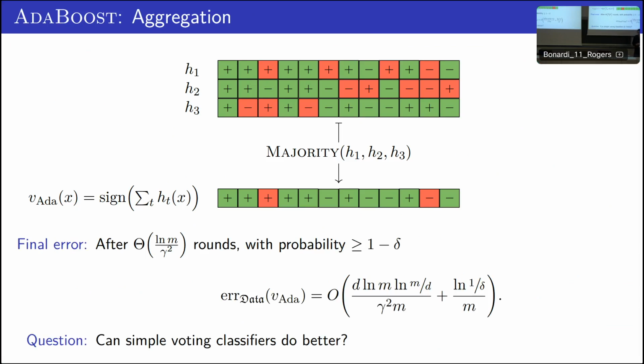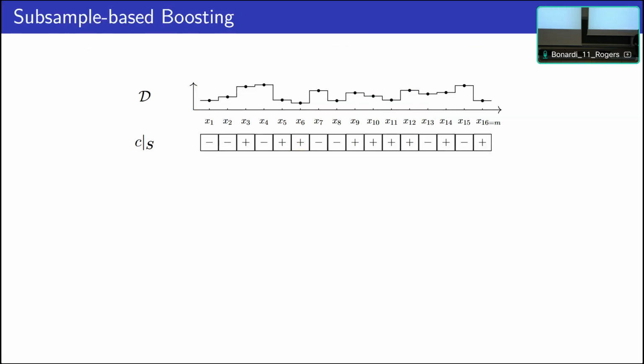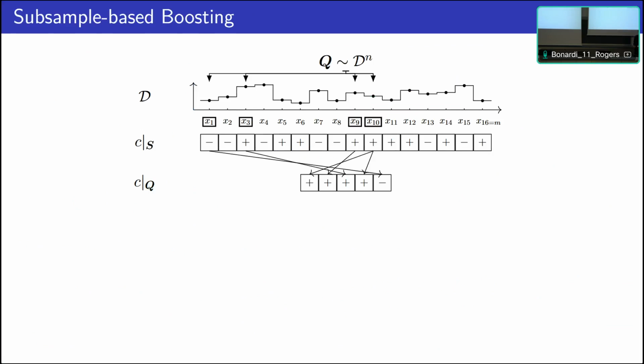So the question we're trying to answer is whether you can do better than this using just voting classifiers, right? And there is already a hint that the trick has to be in not using distributions over the entire sample. So what we do is to boost by subsampling. Instead of feeding the distribution directly to the weak learner, we first obtain a subsample and give this to the weak learner just with the uniform distribution over it, which is just getting 50% plus gamma correct.